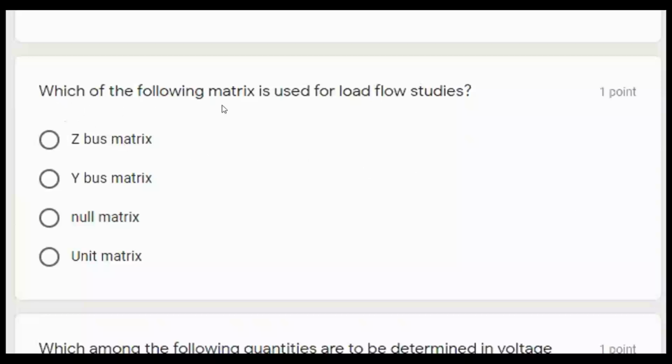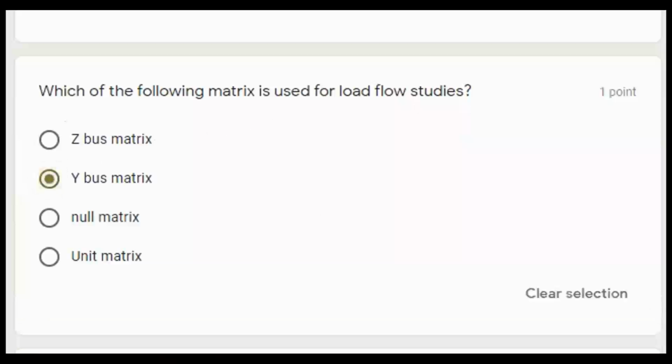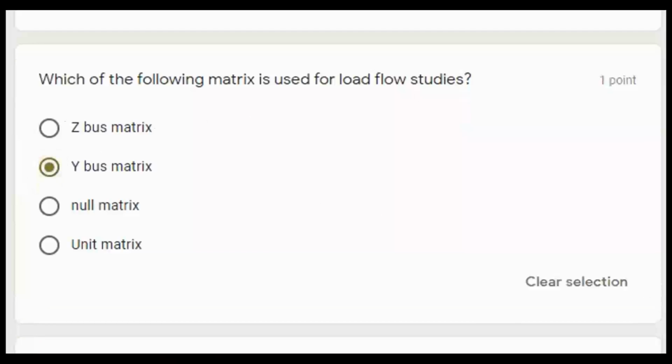Seventh question: which of the following matrices is used for load flow studies? Load flow studies require the Y-bus matrix. Directly answer Y-bus matrix.